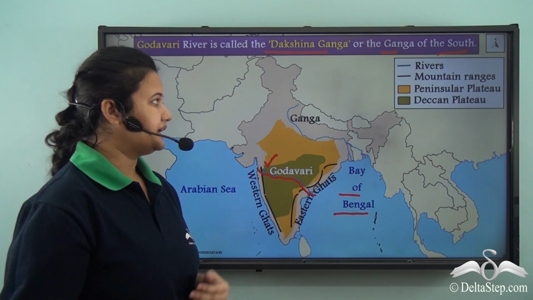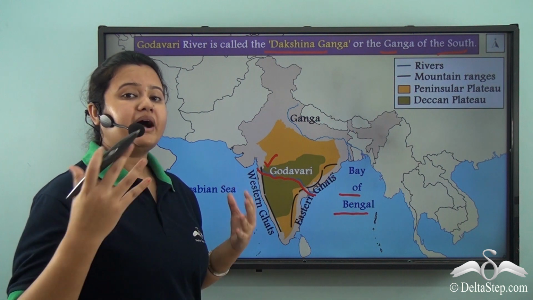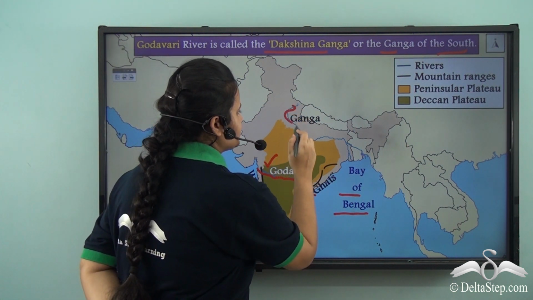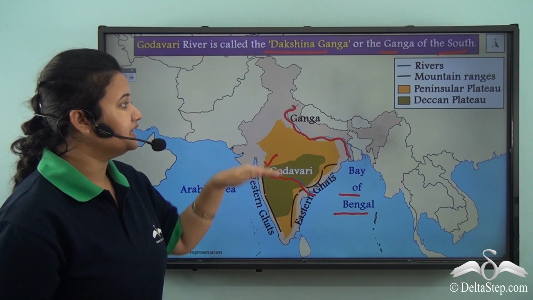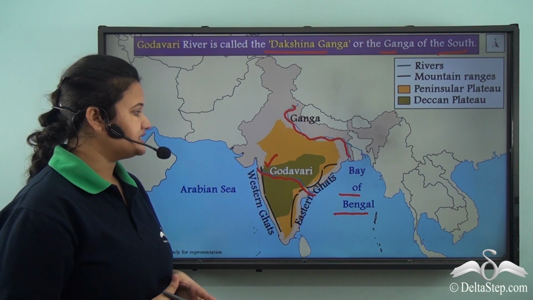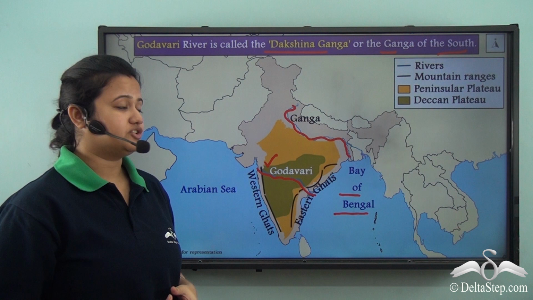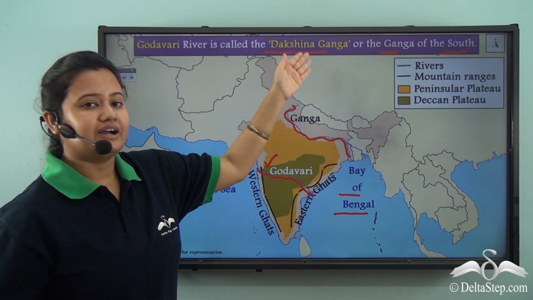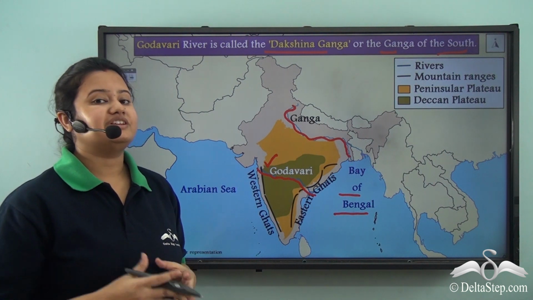Well, we know that Ganga, which is a mighty river of India, drains into the region of northern plains. So Ganga is already present in the northern part of the country, and river Godavari, which is present in the southern half of the country, is known as Ganga of the South, or simply Dakshin Ganga. Let us explore the reason why.